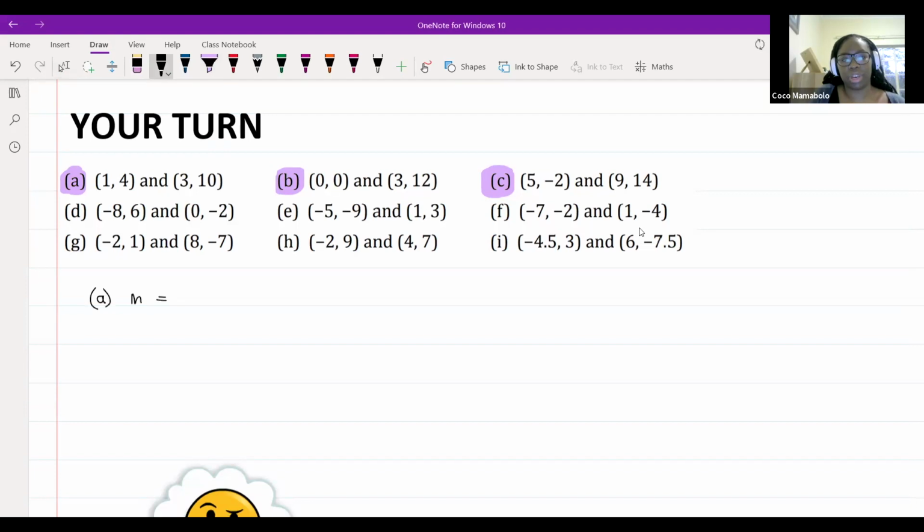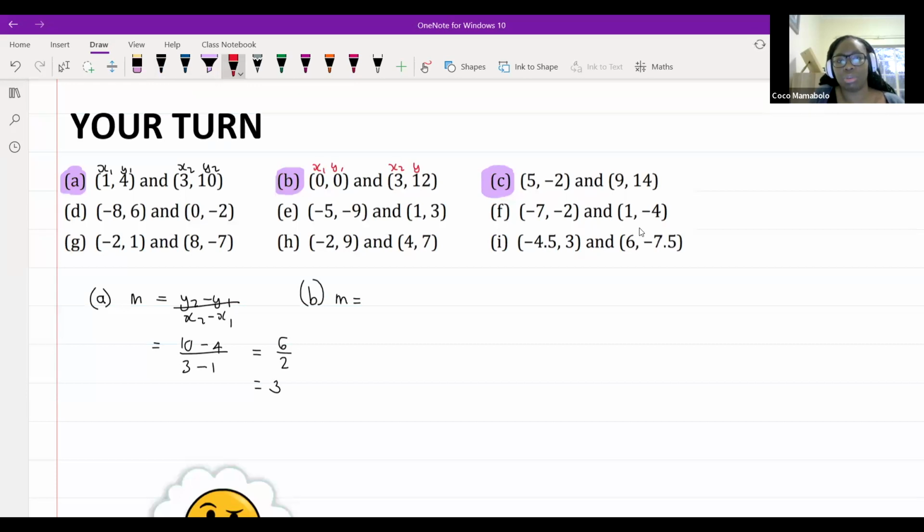We know the formula for the gradient tells me I've got y2 minus y1 over x2 minus x1. So I'm going to name this x1 and y1, and I'm going to name this one x2 and y2. And then I'm just going to substitute. m is equal to 10 minus 4 over 3 minus 1. 10 minus 4 is equal to 6 over 3 minus 1 is 2, and therefore that is equal to 3. That's A. Let's look at the gradient for B. I'm going to name this x1 and y1, and I'm going to name this x2 and y2.